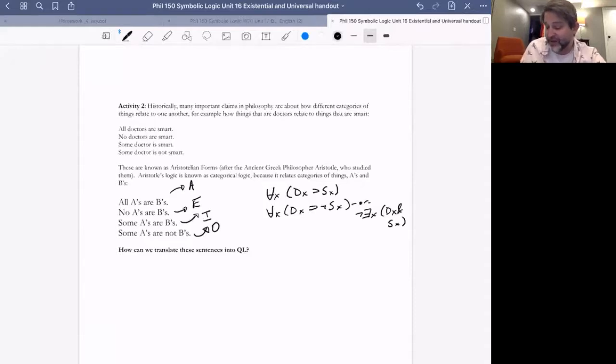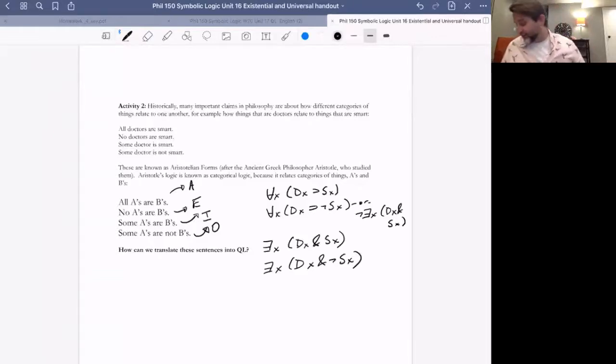Some A's are B's. So what we'd say there, we'd say there exists something X such that, so some doctor is smart here. There exists something X such that X is a doctor and X is smart. And then for our last one, some doctor is not smart. We would say there exists something X such that X is a doctor and it is not the case that X is smart. So these are our Aristotelian forms.